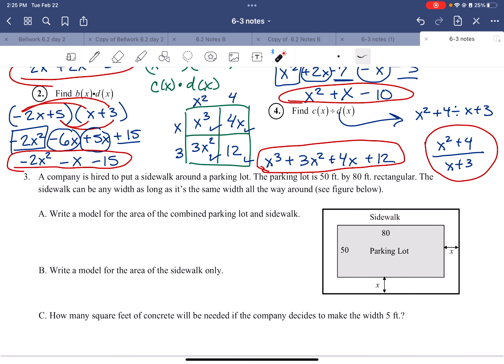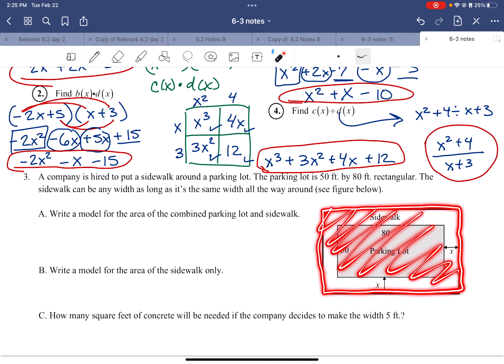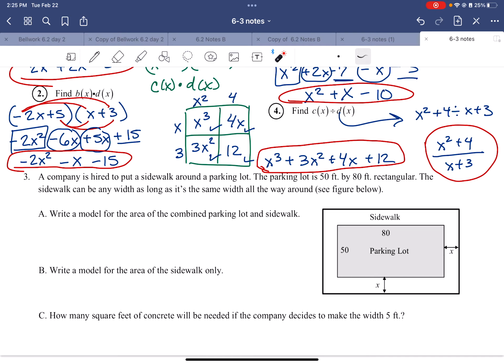The sidewalk can be any width, so that's why it's x, because we don't know how wide it is, as long as it's the same width all the way around. So it's going to be x all the way around. All right. So we've looked at the figure. That makes sense. So what they want us to do is write a model for the area of the combined parking lot and sidewalk. So they want this total area, the entire area. They want to know how big that area is. All right, so area is length times width. So first of all, we don't know what our length is and we don't know what our width is.